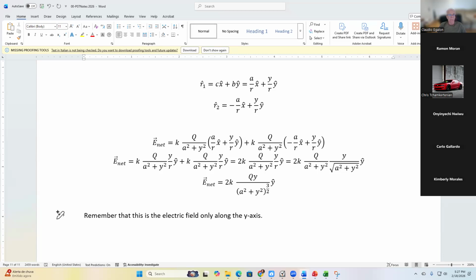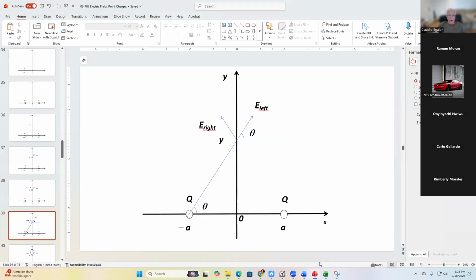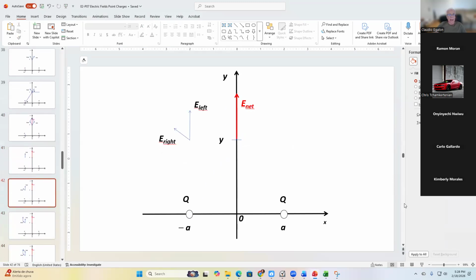Whether y is positive or negative, that's the final solution of the net field in terms of Q, K, y, and a. Okay, here you go. You can do the same thing for something else called the electric dipole. Everywhere else outside the y-axis, the mathematical equation is going to be more complicated.